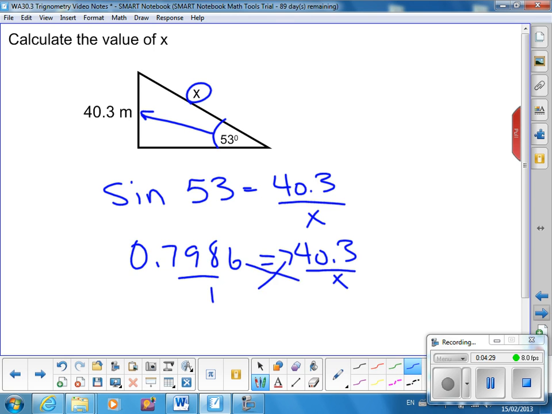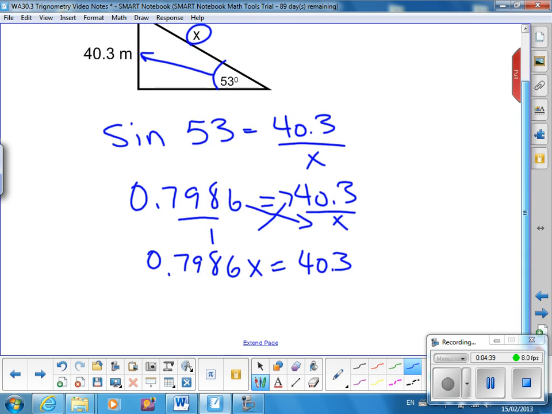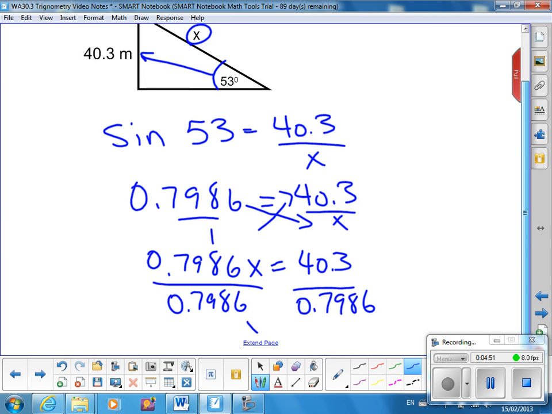Cross multiply, and you get 0.7986x equals 40.3. Divide by 0.7986. You always divide by the number that's with the variable to eliminate the numbers, and you have an answer of 50.5 meters.